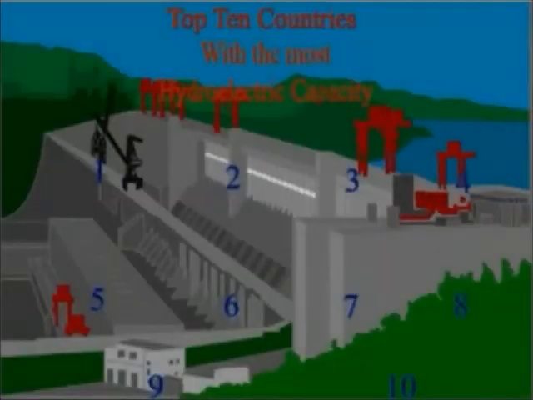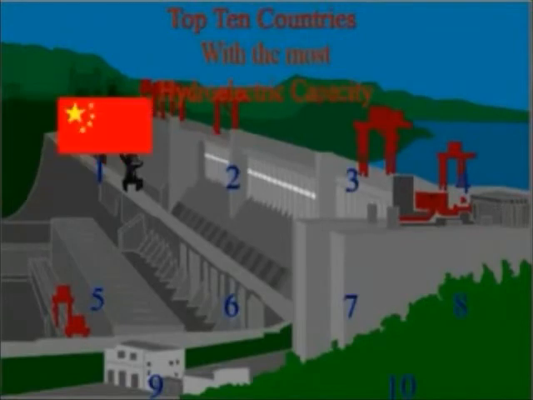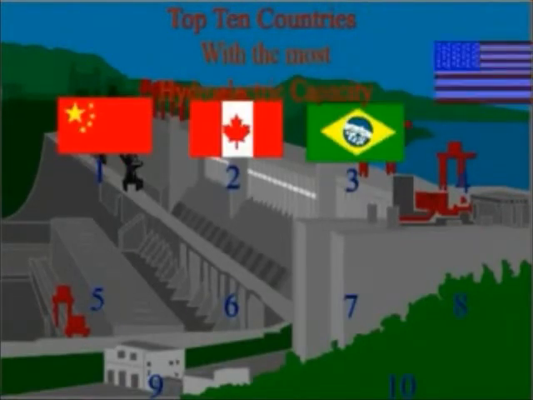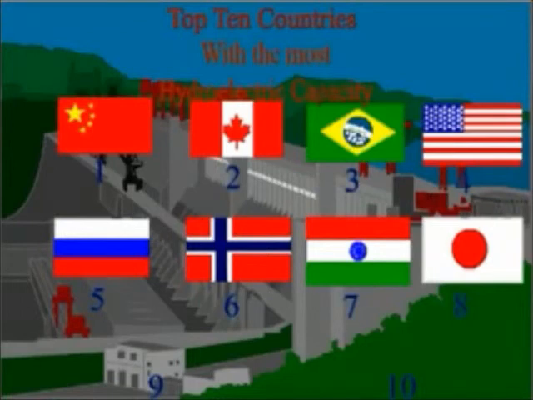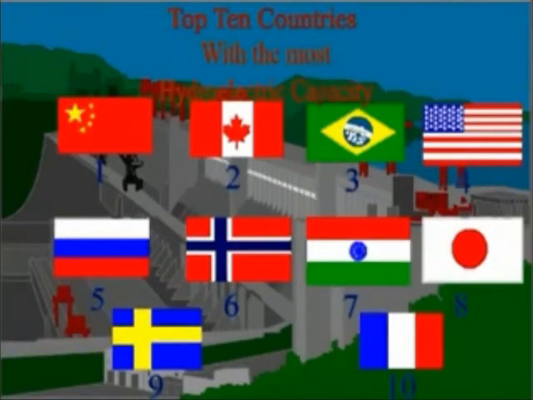Here are the top 10 countries with the most hydroelectric capacity. China, Canada, Brazil, US, Russia, Norway, India, Japan, Sweden, and France.